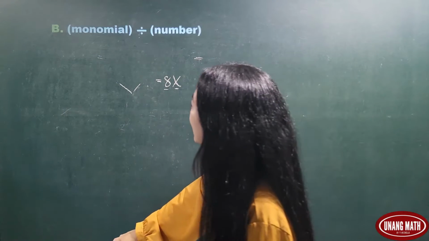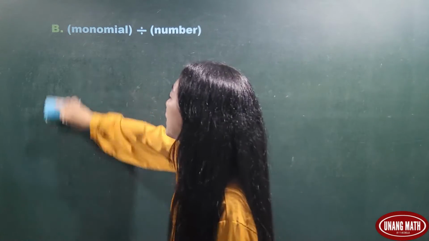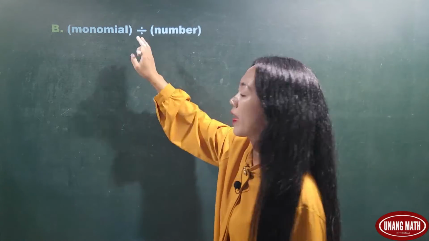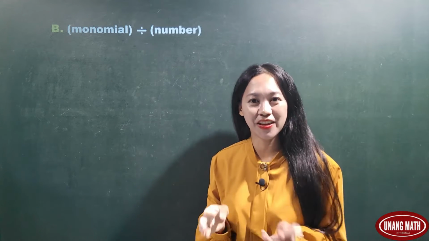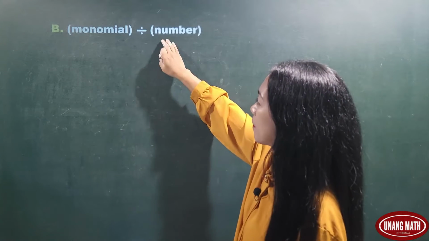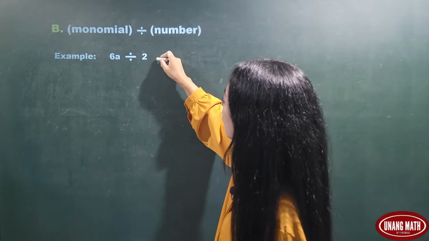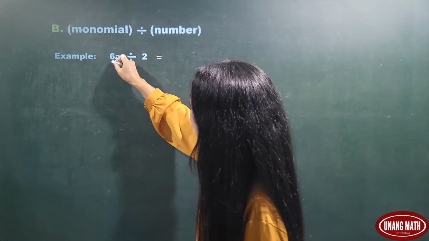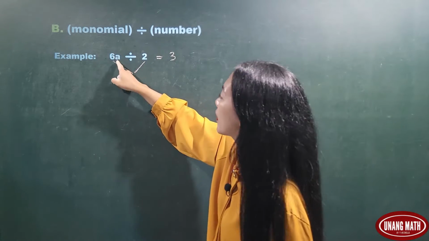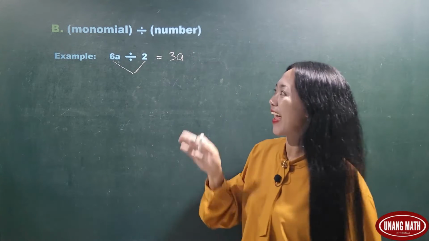Let's move on. This time, division of monomial. Monomial divided by a number. Okay, since the operation is division, we cannot interchange or reorder the given, because if we do that, then the answer is different. Okay, example of monomial divided by number, 6a divided by 2. To answer this, 6 divided by 2, it's 3. And then write the variable a to the right of 3. So the answer is 3a.